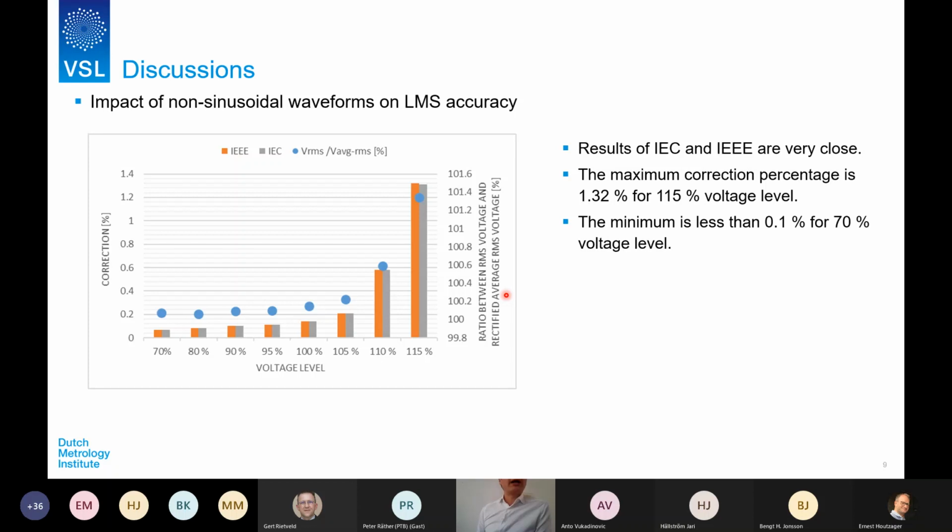In this slide, I calculated the IEEE and IEC correction factors with the formulas for all these waveforms for the test cases from 70% to 115%. We can see the results of IEC and IEEE are very close. Secondly, the maximum correction is about 1.32% for the highest voltage level, but for the lowest voltage level, the correction is less than 0.1%.